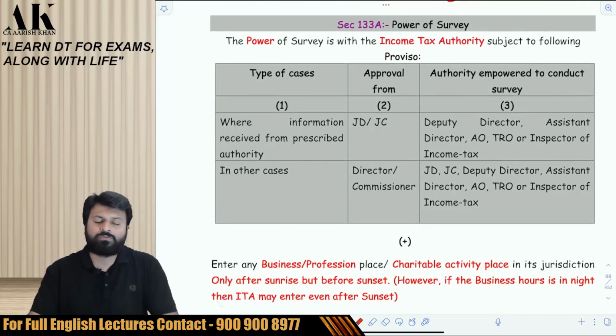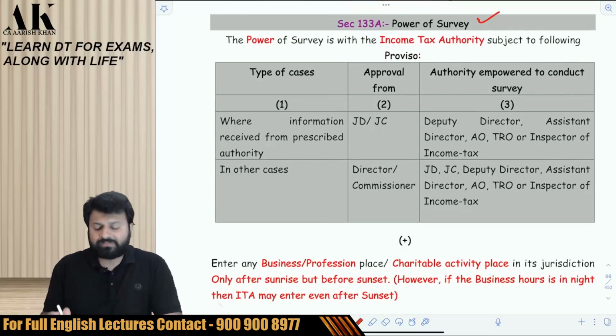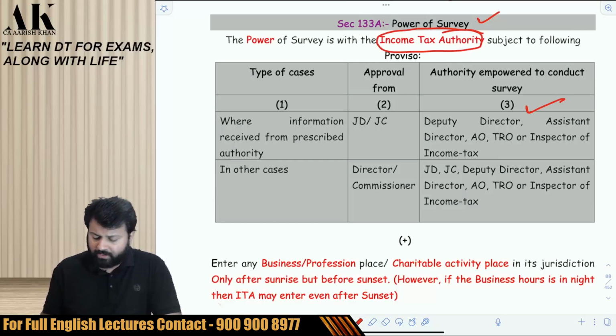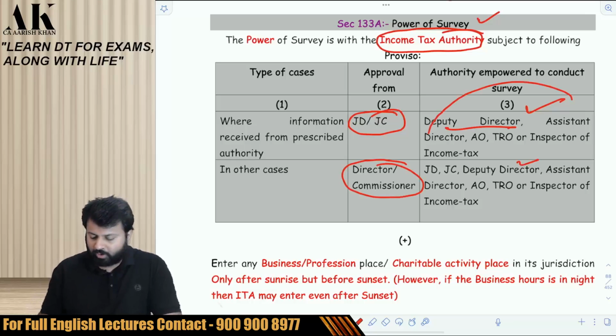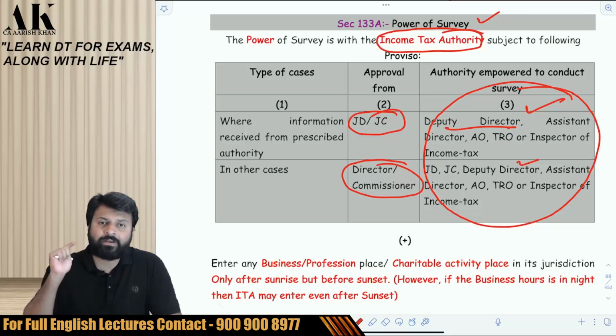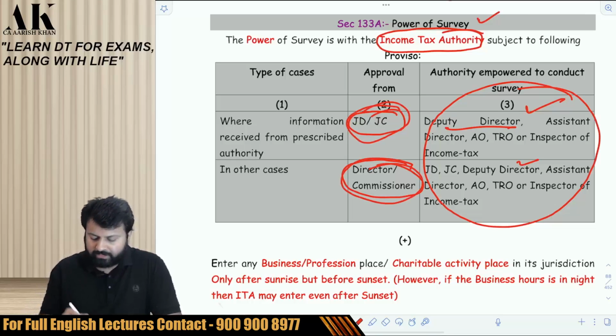It's a very big one and it's very important. Power of survey. The power of survey is given to certain income tax authorities. Who are those income tax authorities? These are the income tax authorities, such as deputy director, and these are the authorities from whom they have to take approval. So these are the authorities who will do the actual survey, and these are the authorities who will be giving the approval for the survey.